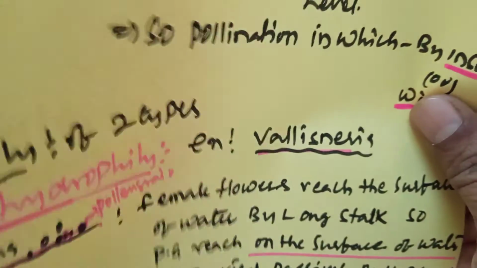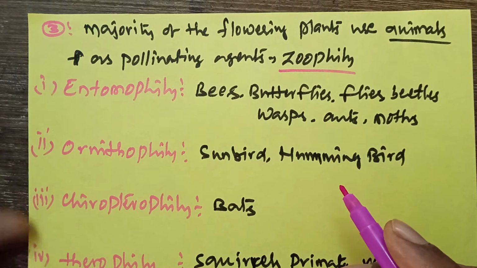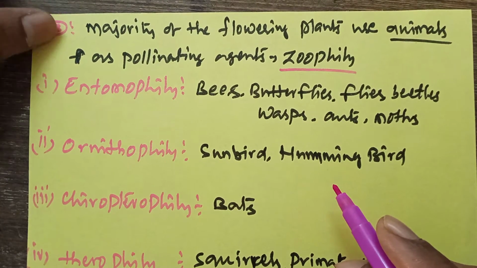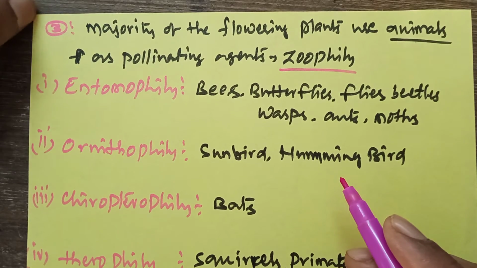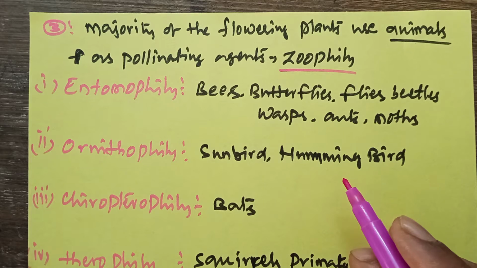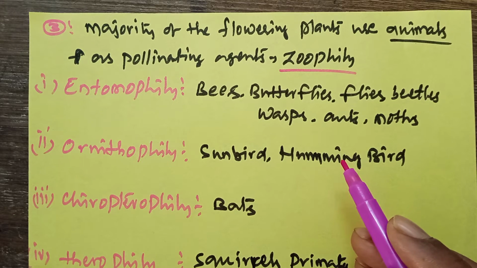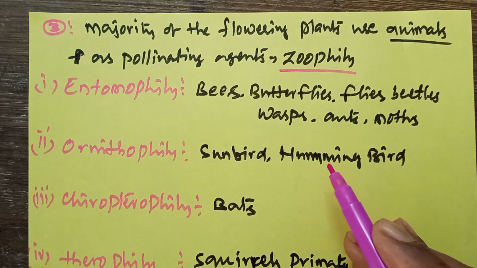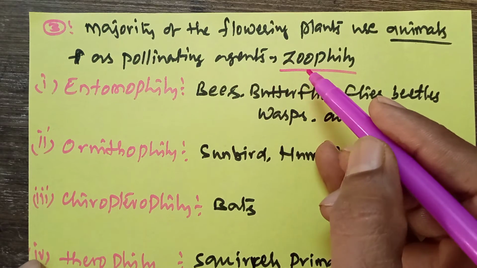Up to now we have discussed abiotic agents. Pollination takes place by two types actually. One is abiotic pollination, the second is biotic pollination. Abiotic means non-living agents participating in pollination, which is called abiotic pollination.